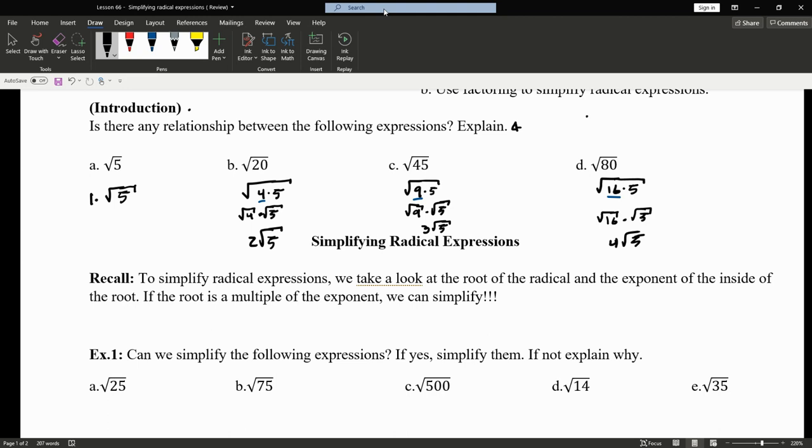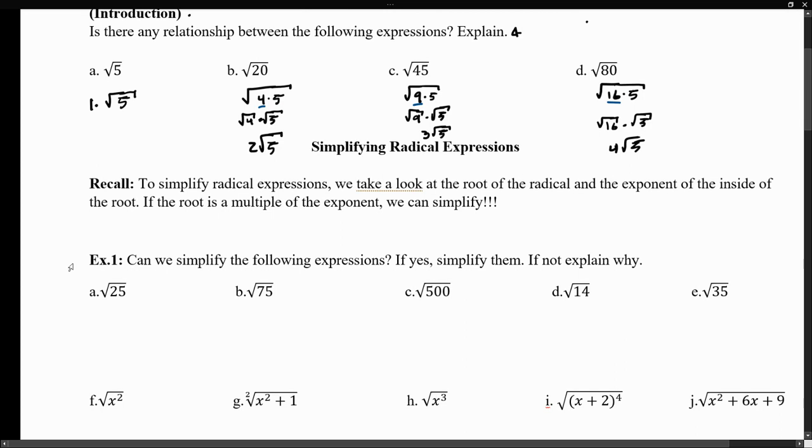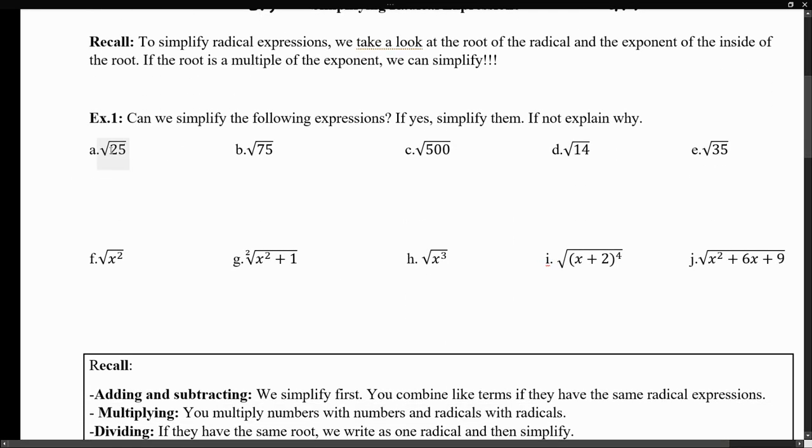All right, well, let's keep going. Now, recall that we already did this in the introduction question. To simplify radical expressions, we want to take a look at the root of the radical and the exponent of the inside of the root. If the root is a multiple of the exponent, we can definitely simplify it. But what do we mean by this? Well, let's take a look at example 1. Can we simplify the following expressions? And if yes, then let's do it.